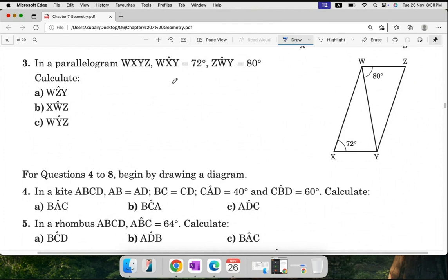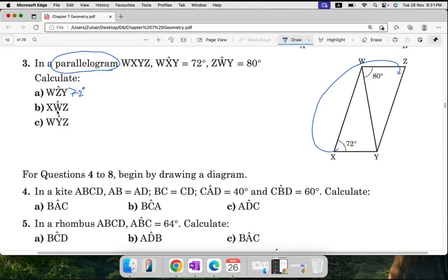The lines are parallel, WZ and XY. So it will make a Z, and that's also going to be 72. That will be a parallelogram, and we know a parallelogram has order of rotation 2. When we rotate it one time, this will land over here. So that's just 72.